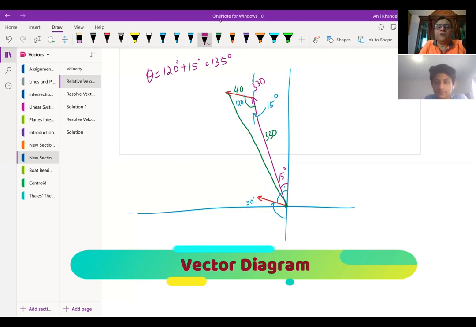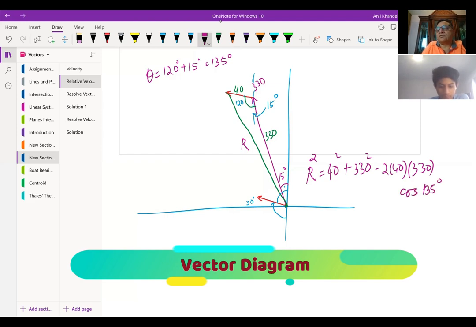And therefore, we can find the resultant, right? Use the cosine law because we know two sides and the angle. Let me write resultant squared, we'll do the square root later. So we have 40 squared plus 330 squared minus 2 times 40 times 330 times cos of 135 degrees. So minus and minus will become plus, right? Cos 135 will be negative 1 over square root 2.